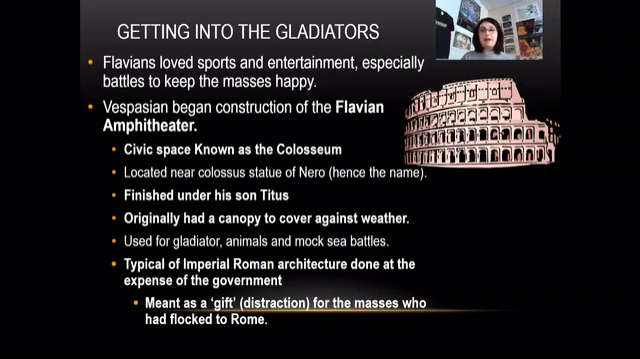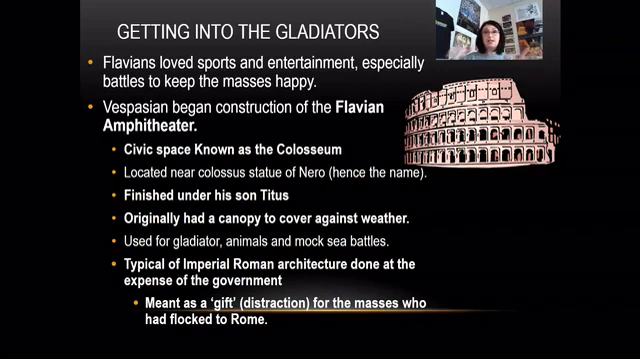And think about it. This was a really great way for the Flavians to show how awesome the military was, because people could come in and see the fights and see reproductions of these great military battles. They could even see sea battles because this thing could be flooded. They could bring water in and have naval battles in it.